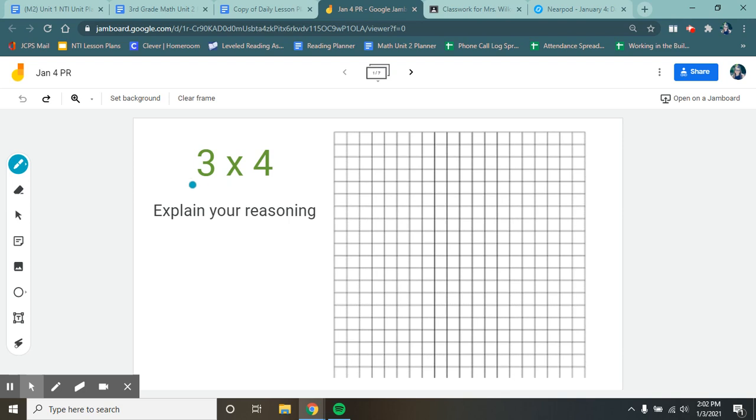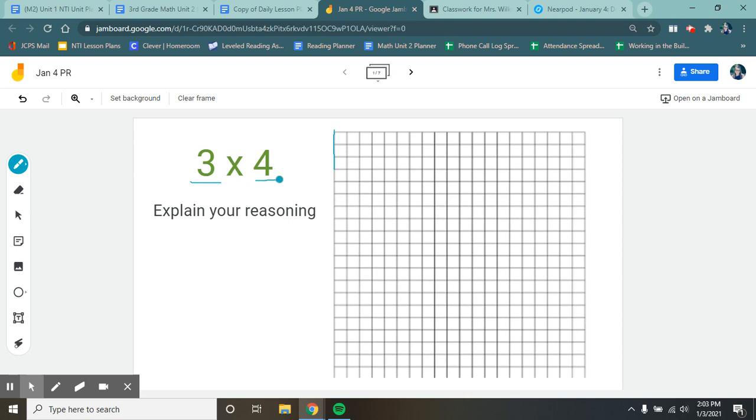In order to draw my rectangle, I'm going to start by looking at the 3. The factor 3 tells me that I need to draw 3 columns. So I'm going to draw 3 going down, because remember, columns go up and down. 1, 2, 3. I'm just drawing the lines. I haven't connected my shape just yet. We'll do that once we finish looking at the second factor.